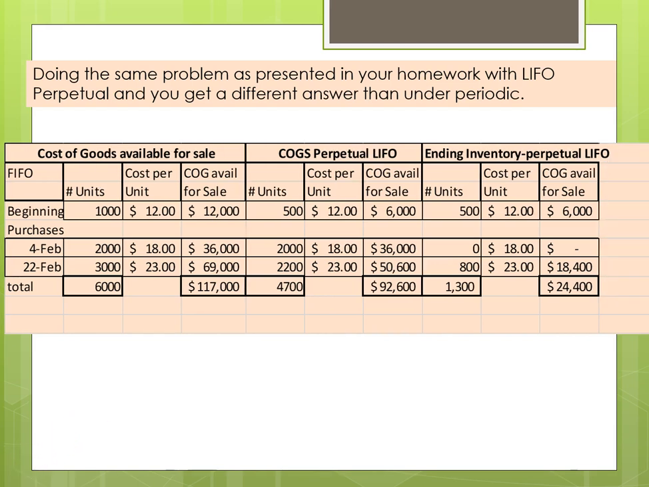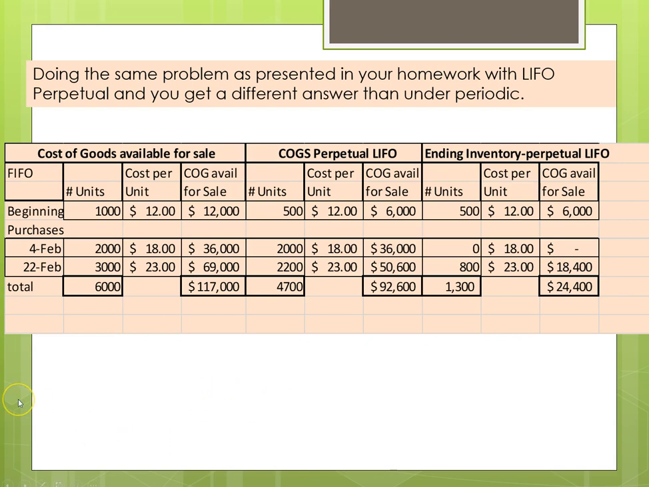Okay, what I've done on this one is I changed those titles so it doesn't look confusing, but this is what it looks like. Cost of goods sold, perpetual LIFO, ending inventory, perpetual LIFO. So that's the same problem, and it's done just like it is in your homework. So I want to give you an idea of the format, and you can relate it to the way I did it, or you can do it the way I did it and then fill it out here.